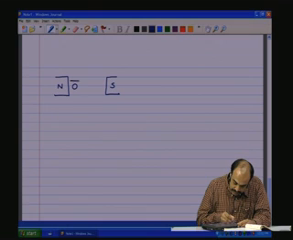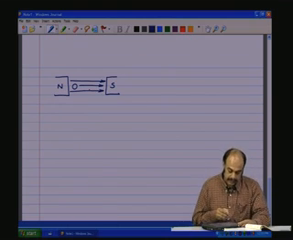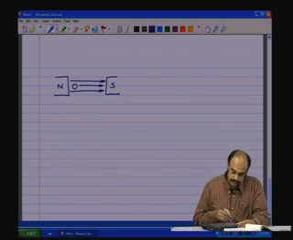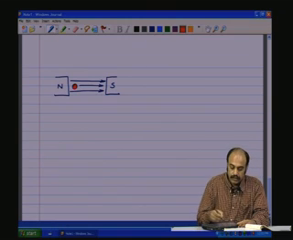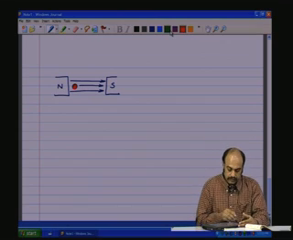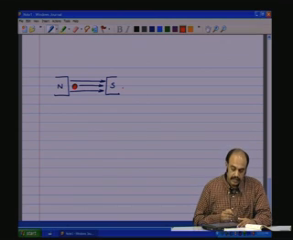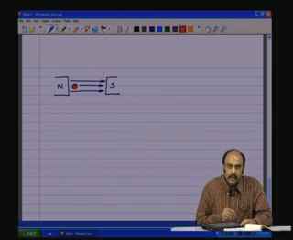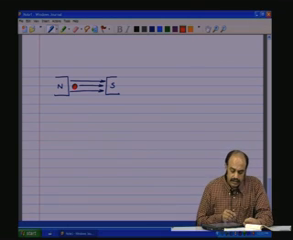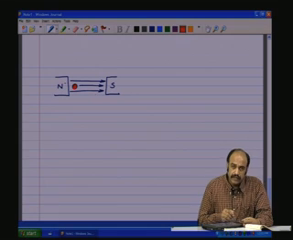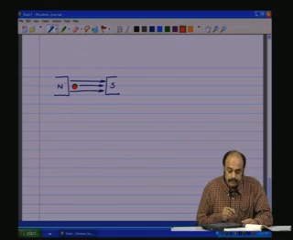Let us say that there is a field existing from north to south in this direction. Now, this is a conductor. Now, this conductor, if it is stationary, the field that is linking the conductor is also constant. There is no d phi by dt. So, as there is no d phi by dt, there is no induced voltage in the conductor, and therefore, there is no current flow in the conductor.